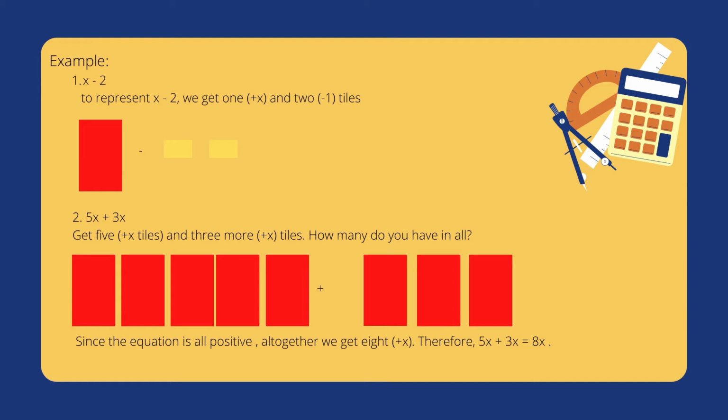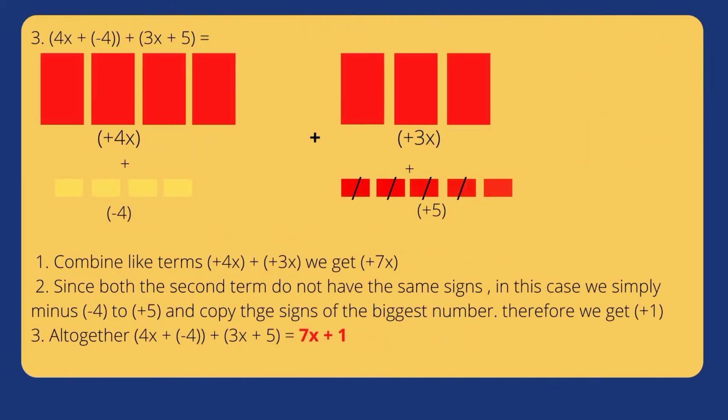In example number 2, we have 5x plus 3x. Get 5 positive x tiles and 3 more positive x tiles. How many tiles do we have in all? Since the equation is all positive, altogether we get 8 positive x, therefore 5x plus 3x is equal to positive 8x. Let's try another example.